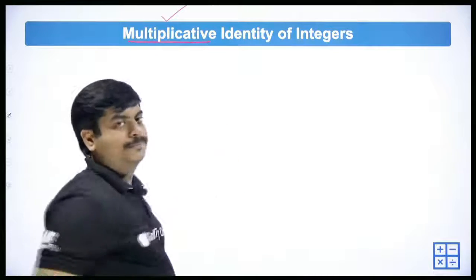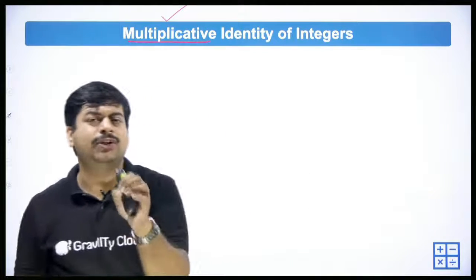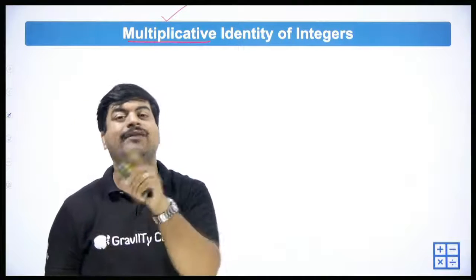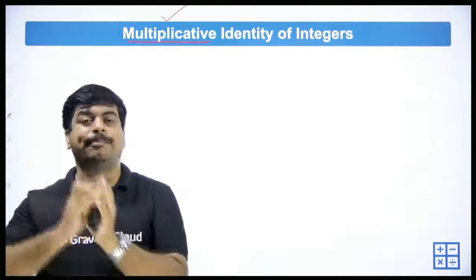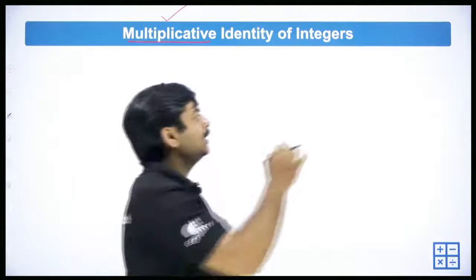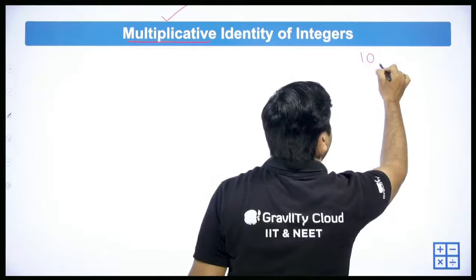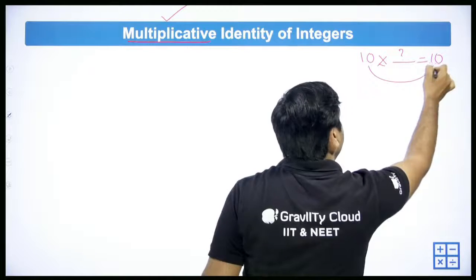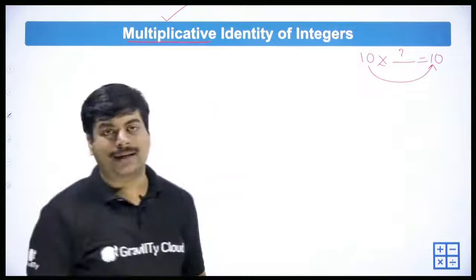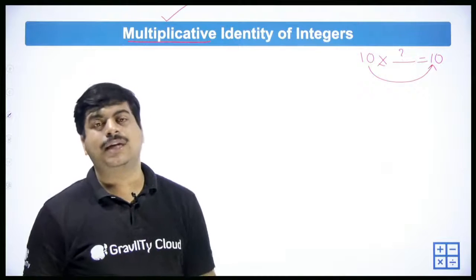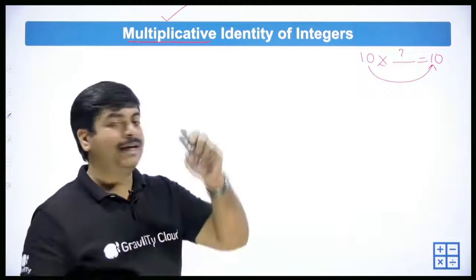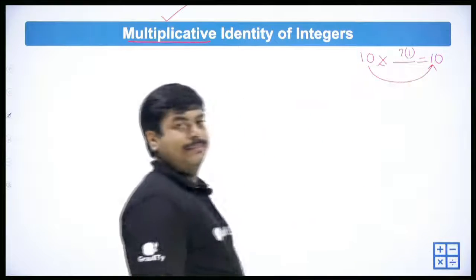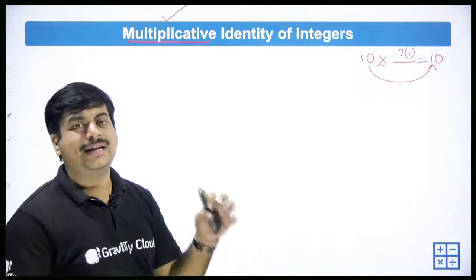The name itself says that. Identity means, I told you, that we should get the same number back. But in the previous case, it is additive identity where we are adding the number. Here we are multiplying the number. So for a number 10, let us say, which number should I multiply so that I can get the same number back, same identity back? For the number 10, I need to multiply with 1. 10 into 1 is 10.